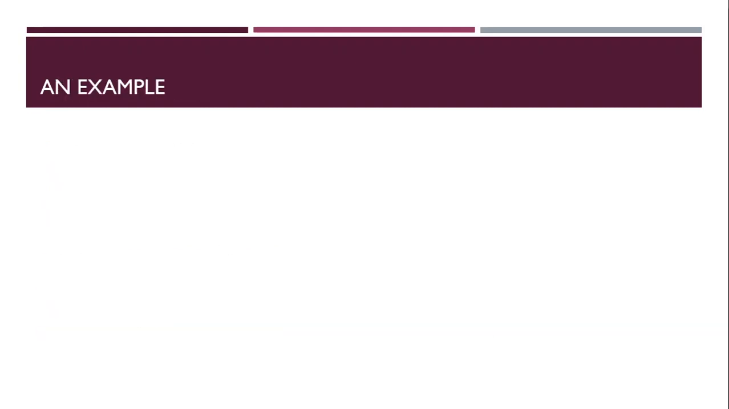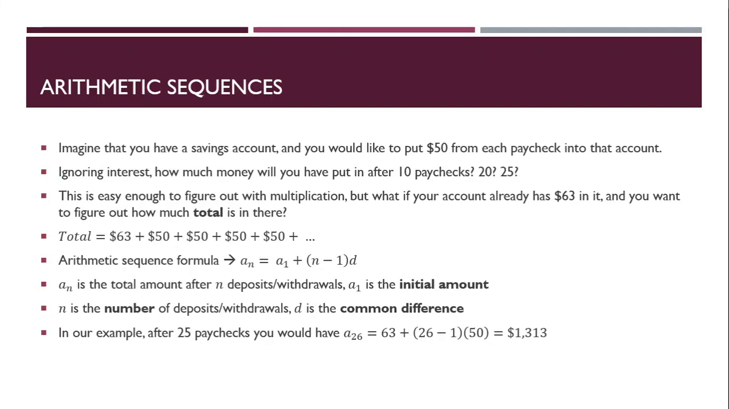So we can put that into our formula here and look at after 25 paychecks. The weird thing about this is we have to take that initial value into account. So instead of looking at A sub 25, we're looking at A sub 26, because that 63 is essentially our first deposit. And then we're putting in 25 more, so that's 26 total.